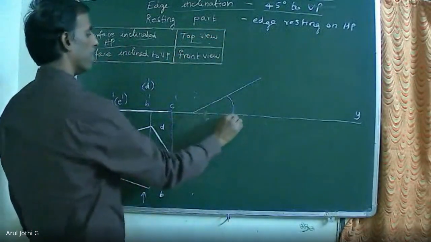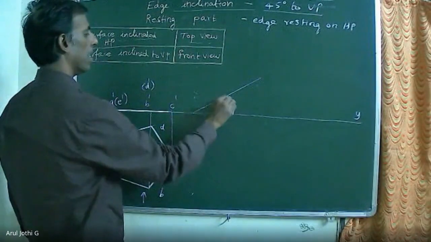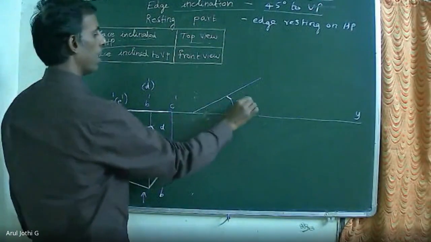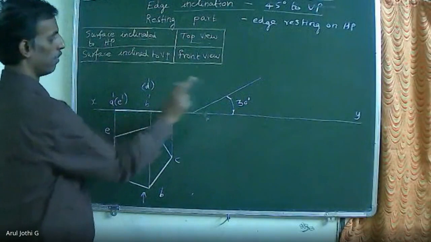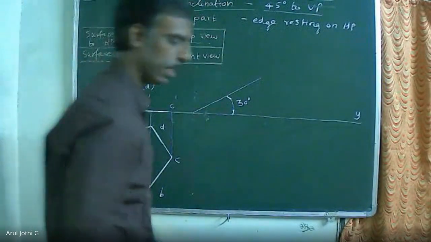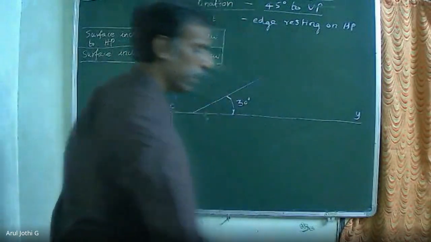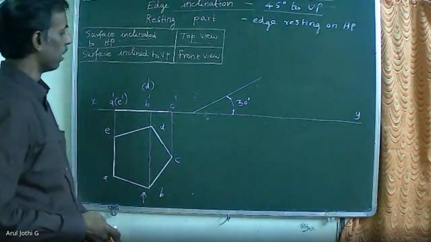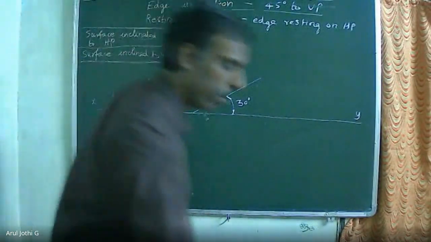So draw one 30-degree inclined line. On this line, you have to transfer this front view. I am going to rotate the front view to 30 degrees so that the plane will be tilted to an angle of 30 degrees. Okay.